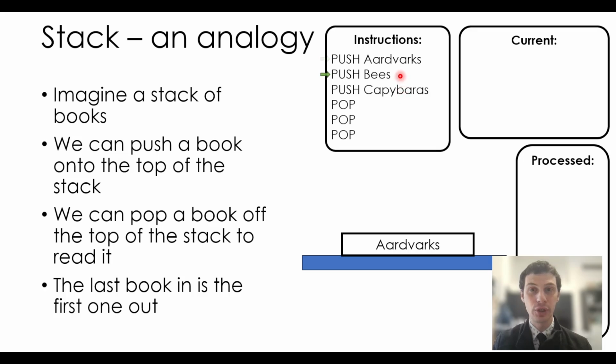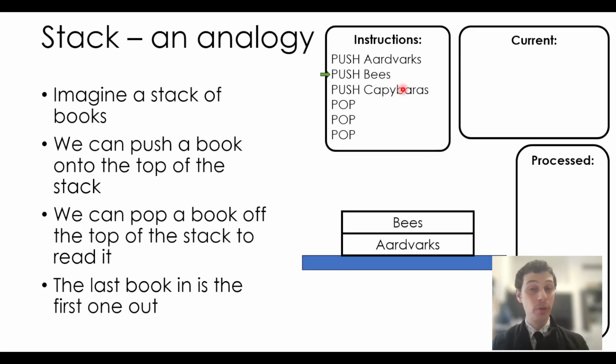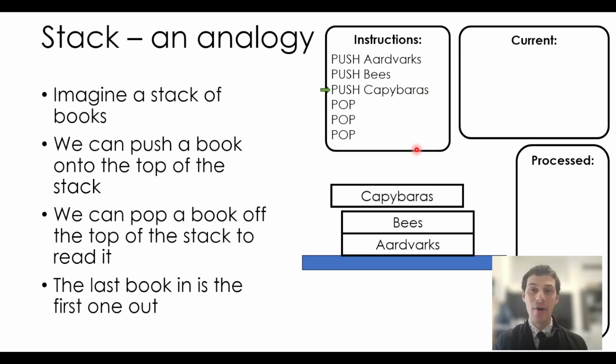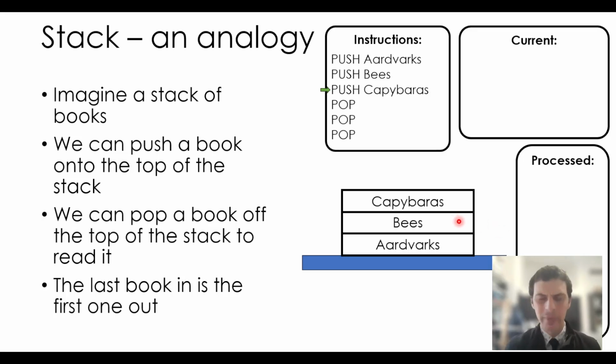We could push bees. And you'll notice that when I push it, it goes on to the top of the stack. I could push again. I could push a book about capybaras. And now there are 3 things in my stack. To read from the stack, we wouldn't pull a book out of the middle, would we? We'd pull one off the top.